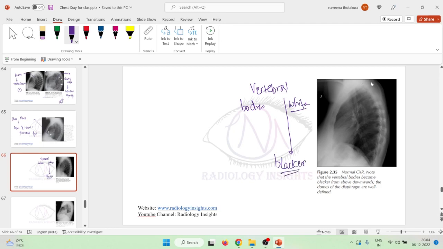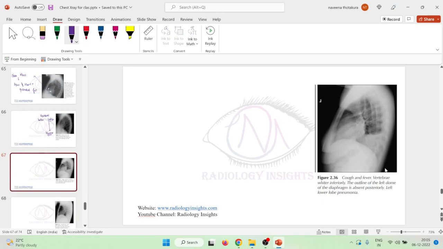This is because in the superior part there is soft tissue and bone overlapping, which will produce whiter structures, whereas the inferior thoracic vertebrae appear blacker because the X-ray beam which passes through the inferior vertebral bodies is absorbed less when compared to the superior. So the inferior vertebral bodies will appear blacker.